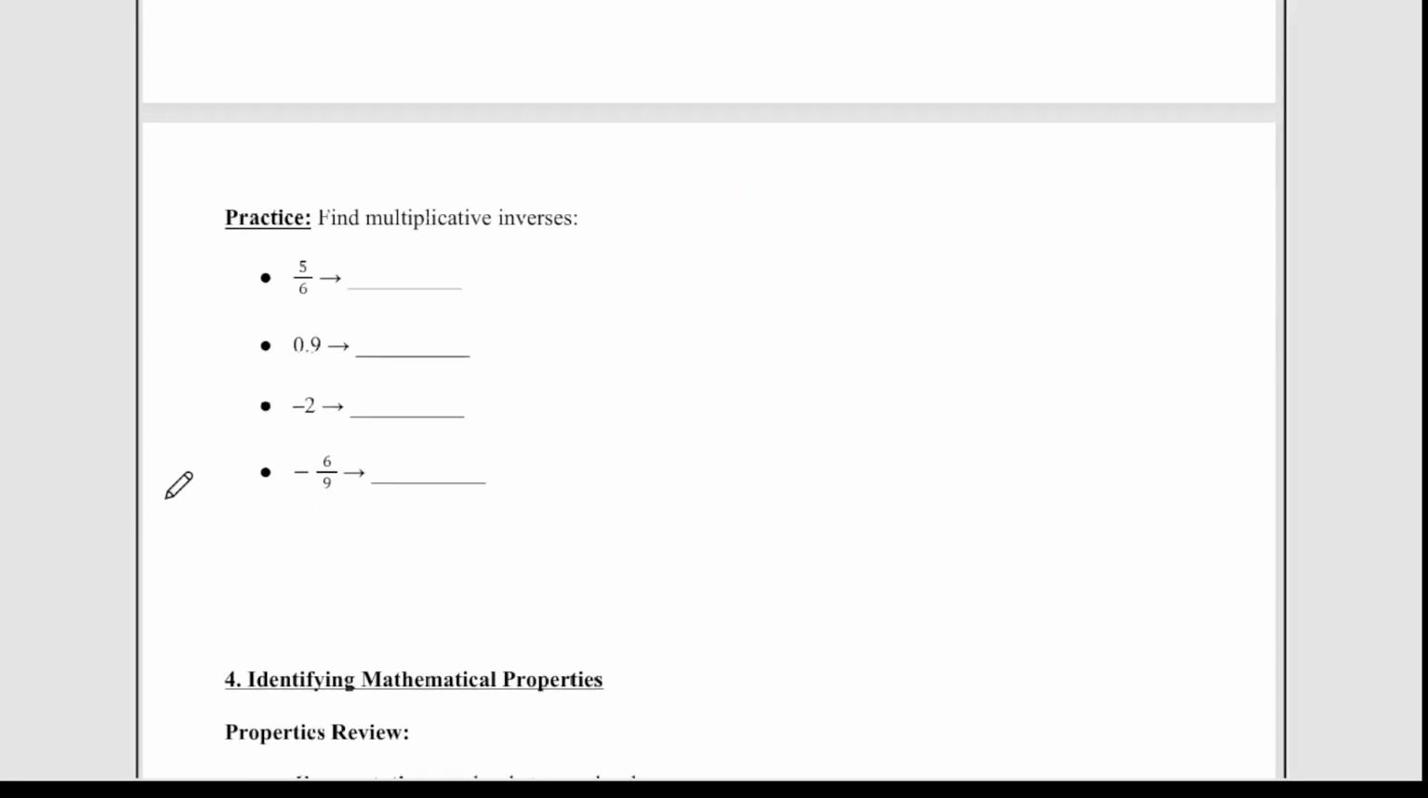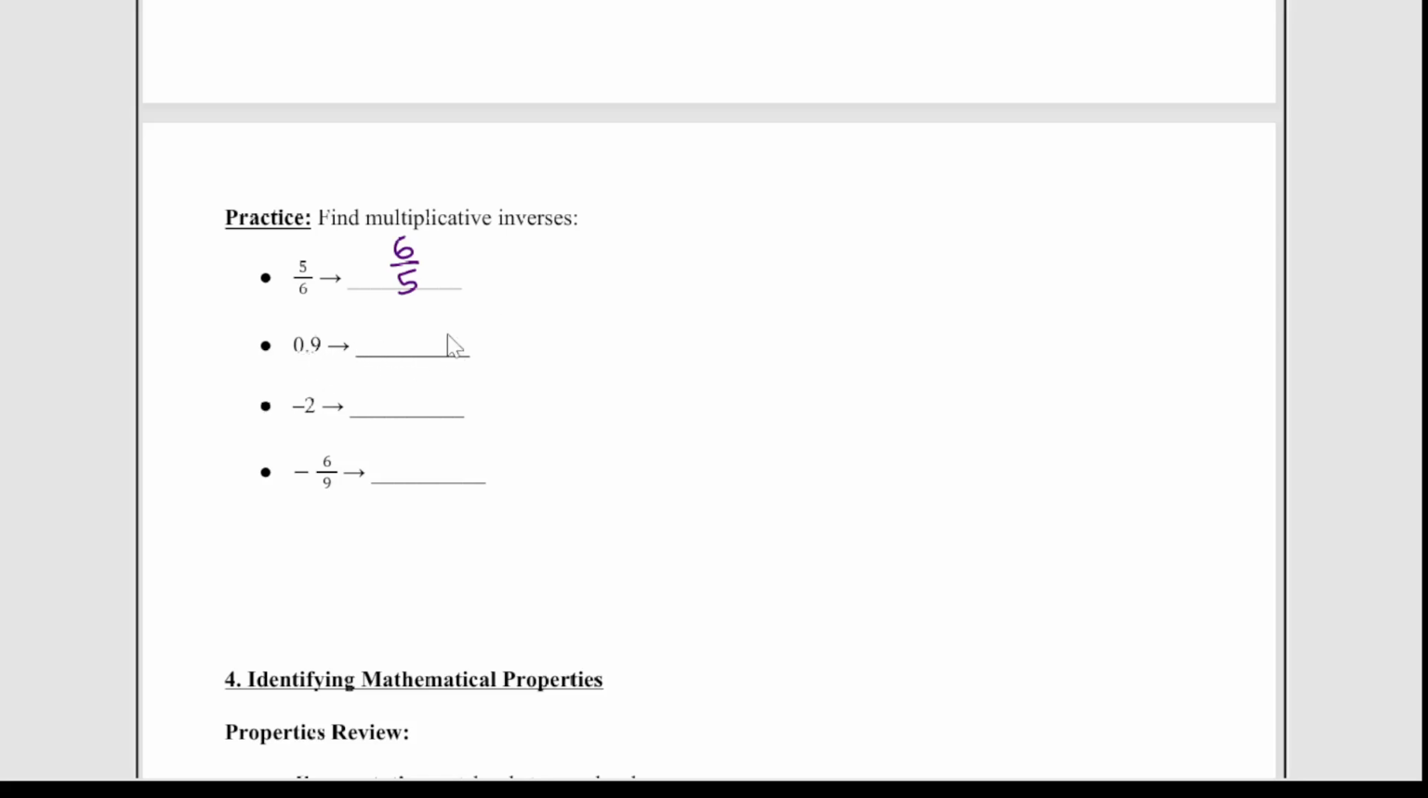And finding multiplicative inverses is just a really good skill, so I would encourage you to go ahead and pause your video and try to find these multiplicative inverses yourself. So for 5/6, if I multiply by 6/5, that's going to be multiply across the top 30, multiply across the bottom 30, 30 divided by 30 is 1. That's going to be your multiplicative inverse.